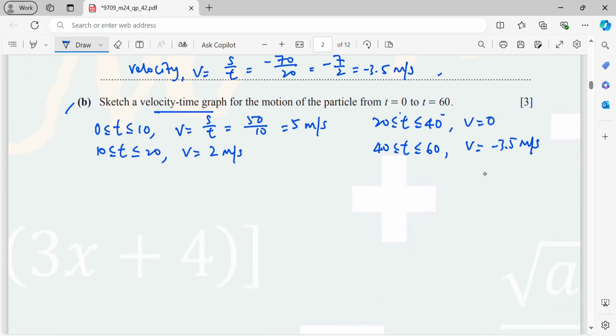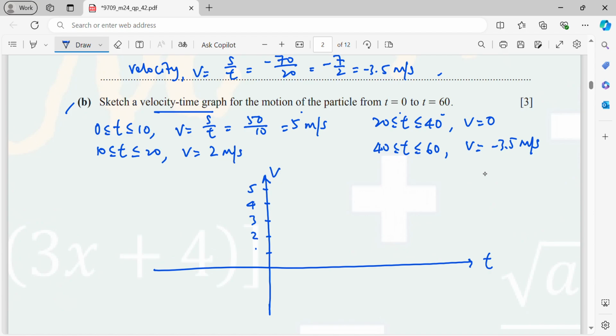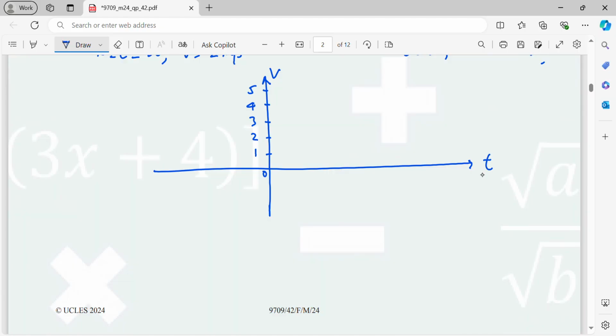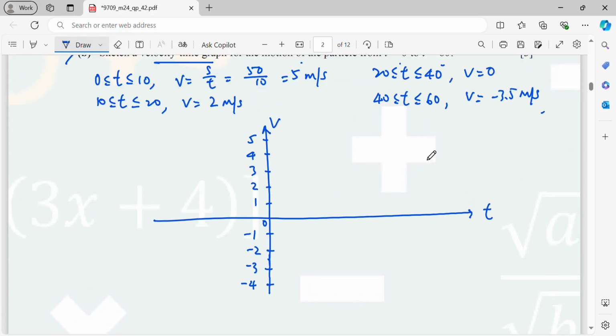Okay, so based on these 4 values, we are able to sketch the v against t. Let's say my highest v is 5: 1, 2, 3, 4, 5. Then now my lowest v is negative 3.5. Then the t is from 0 to 60 seconds.